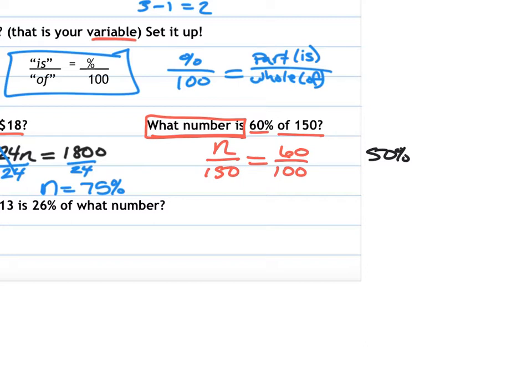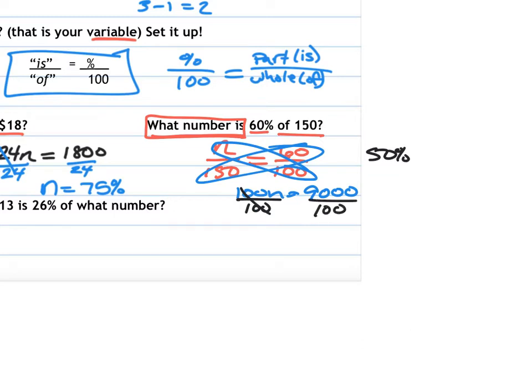So then when I do this, I'm going to do my cross products. I'm going to multiply across here and here, and I get 9,000. To solve for my variable, I'm going to undo multiplication and divide. The nice thing here is I can just divide by my hundreds, move the decimal 2 places, and I know that n is 90. Should my answer be a percent here? No, because read it back to yourself. It wouldn't make sense to say 90% is 60% of 150. You shouldn't have a percent twice. So 90 is 60% of 150, and yes, it's more than my estimate was.